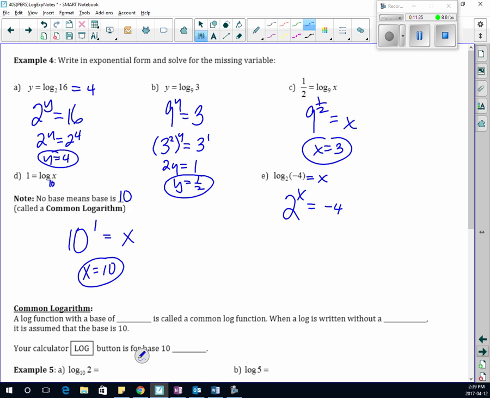Undefined. So, I think at some point you've got to understand the difference between undefined and no solution. No solution is when you actually are solving for an unknown value. This is not an unknown value. This is a value we're trying to evaluate. And because we're trying to evaluate something and there is no value for it, it's undefined.